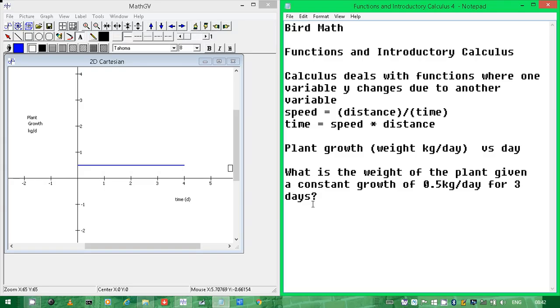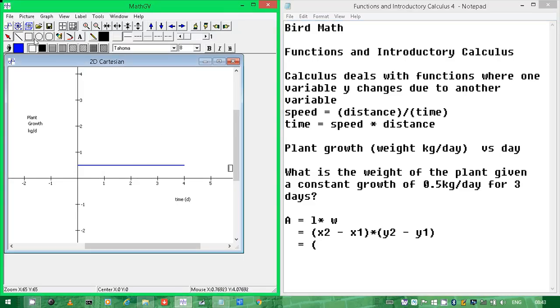with the background knowledge, we looked at how to work out the area of a rectangle with a 2D Cartesian plane. So the area was equal to the length times the width, and then this ended up being equal to the change of x by the change of y, which was x2 take x1 times y2 take y1, right? In this circumstance, if we're going up to 3, I'll draw a line here, and so we want this area essentially.